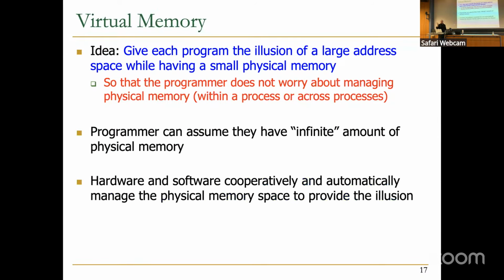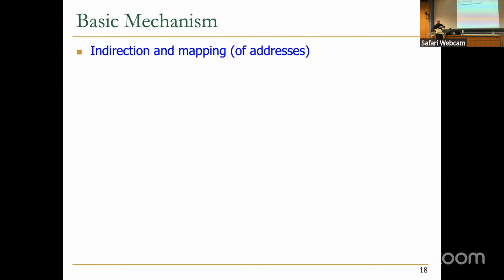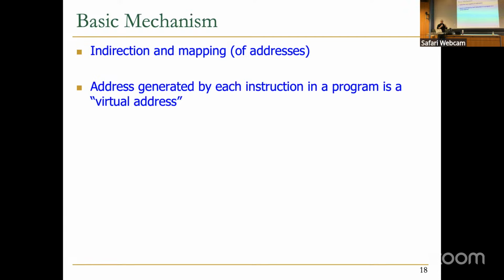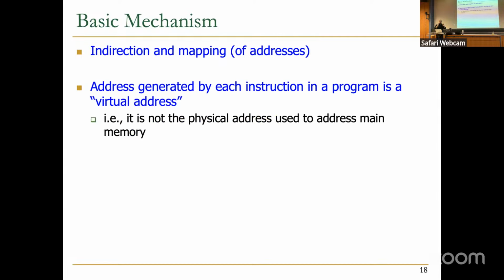So the hardware and the software somehow magically and cooperatively manage the physical memory space to provide this illusion that we have isolation for each independent process. And the key in virtual memory is the indirection and the mapping of the addresses. When an address gets generated by an instruction in the program, this is a virtual address. It is not the physical address, which is used to address the main memory.